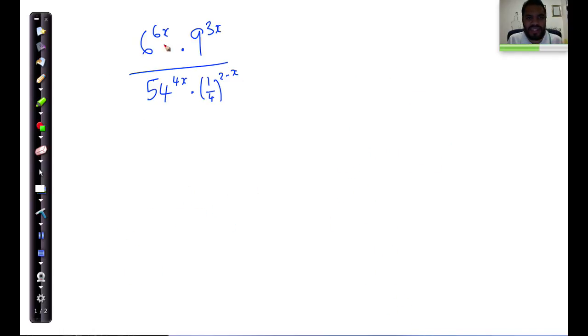As you can see that is 6, and we already said 6 is equal to 2 times 3. So what I'm going to do is I'm going to simplify that and change the 6 into a number that is 2 multiplied by 3 to the power of 6x, right? And I'm going to multiply that entire thing by 9, which is 3 to the power of 2 in prime factor basis, raised to the power of 3x, and then I'm going to divide that by the following.